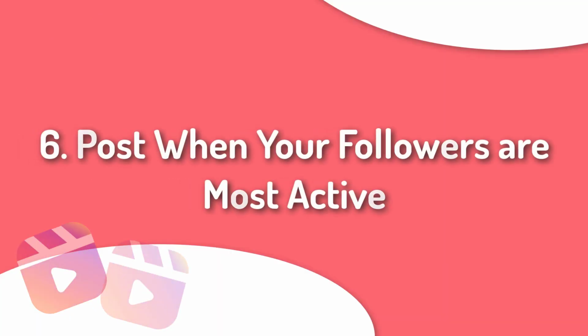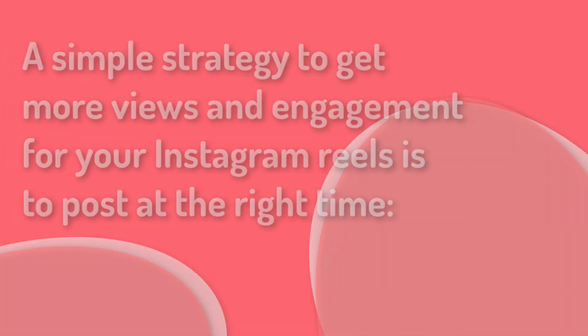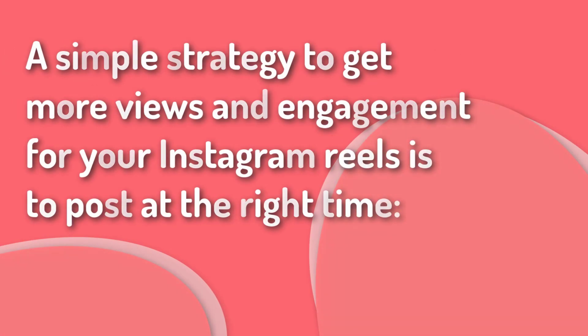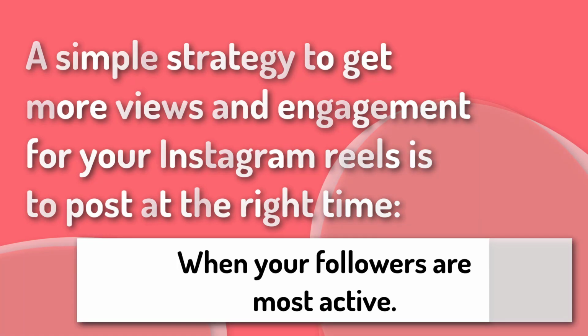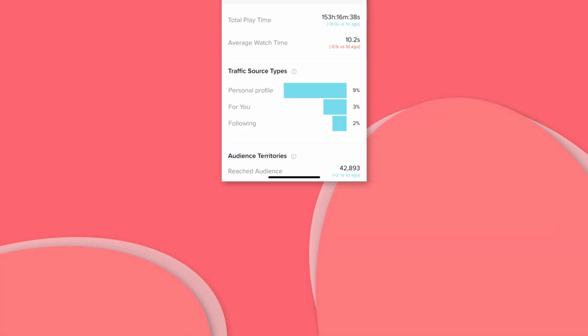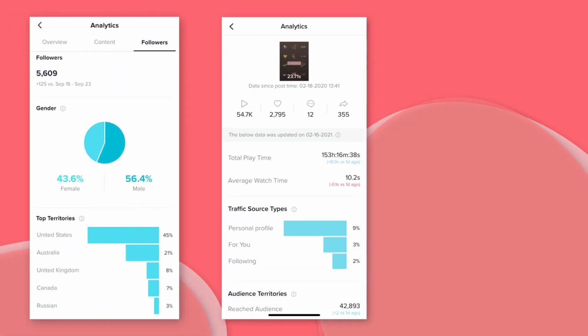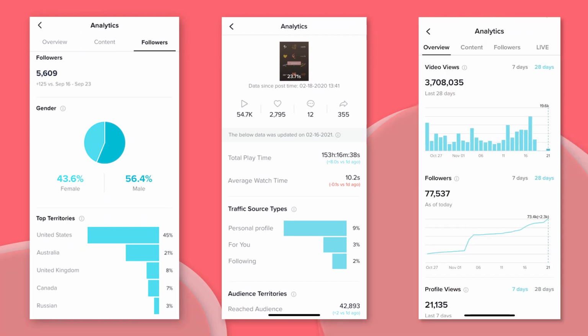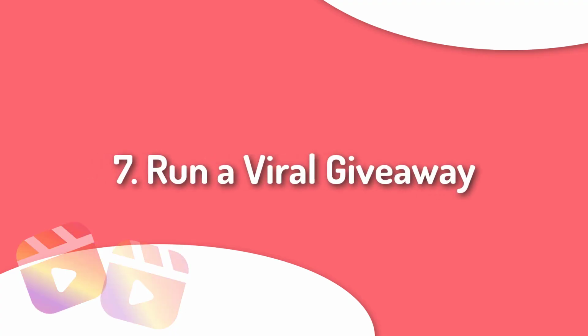Next, number 6. Post when your followers are most active. A simple strategy to get more views and engagement for your Instagram Reels is to post at the right time, when your followers are most active. And if you have an Instagram business account, you can see when your followers are most active using the app's Insights feature.